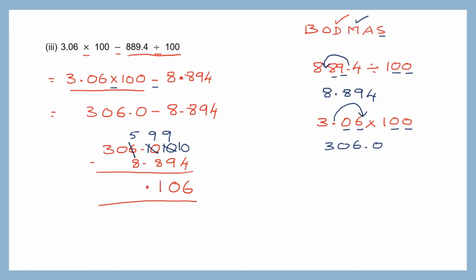Put the point. Now 5 minus 8 I cannot do, so I'm going to borrow and borrow again from 3. So this is 10, 2, this is 10, 9 and 15. 15 minus 8, 7. I bring down the 9, I bring down the 2. So what is my final answer? My final answer is 297.106.